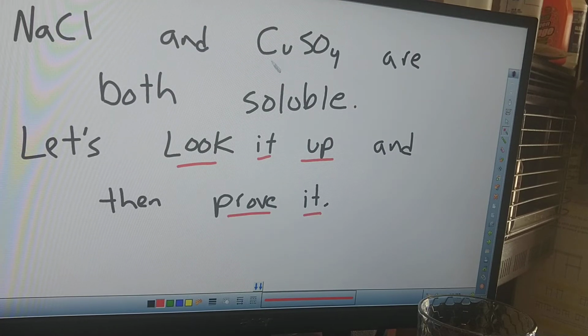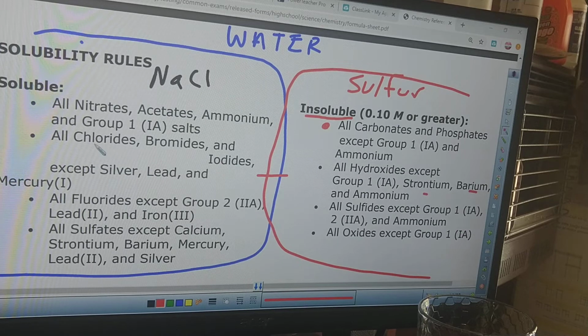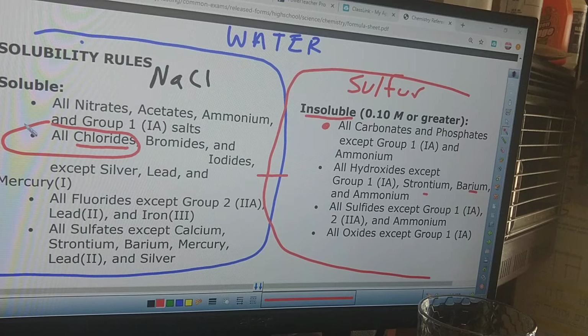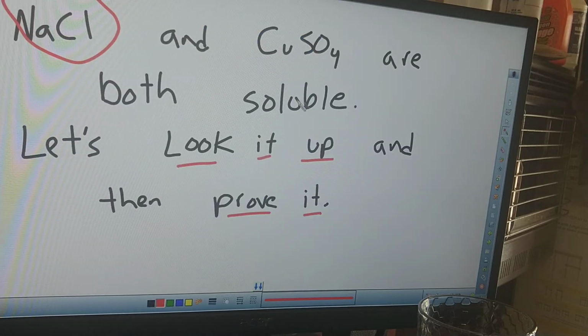Sodium chloride and copper 2 sulfate are both soluble. Let's look it up. Let's look up sodium chloride. Okay, looking on my chart. All chlorides except silver, lead, and mercury. So all chlorides are soluble. So sodium chloride, it is soluble. Check. The next one was copper 2 sulfate.